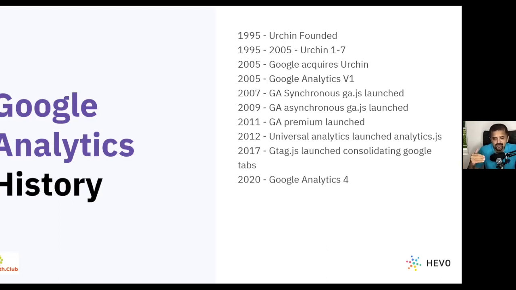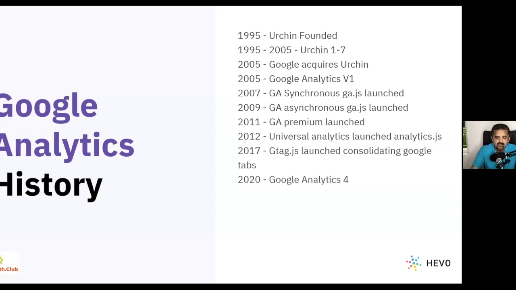So in 2009, Google released an asynchronous version of GA.js, which made a lot of changes to the code itself. Then in 2011, GA Premium was launched. Until this point, all of GA was free. No matter how many hits you had, how many visitors you had, sampling wasn't an issue. Everything was working fine. In 2011, Google introduced GA Premium for customers who had higher volume and also for customers who required an SLA. As GA Premium was launched, limitations were put on free GA for sampling.